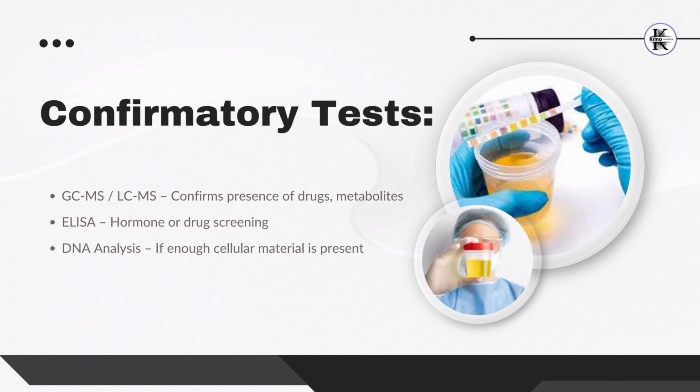Now, let us discuss confirmatory tests. Confirmatory tests provide definitive and reliable results. Techniques like GC-MS or LC-MS are used to confirm the presence of drugs and their metabolites in urine samples. ELISA is used for hormone or drug screening, especially in clinical and forensic settings. In some cases, DNA analysis can also be performed.